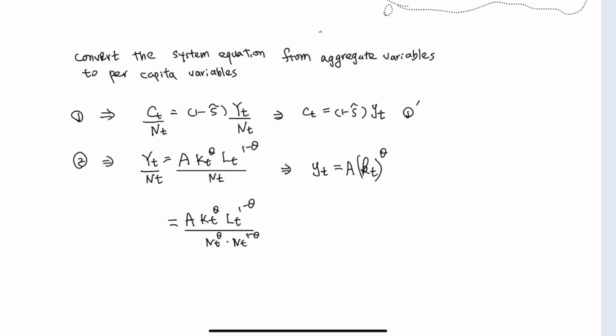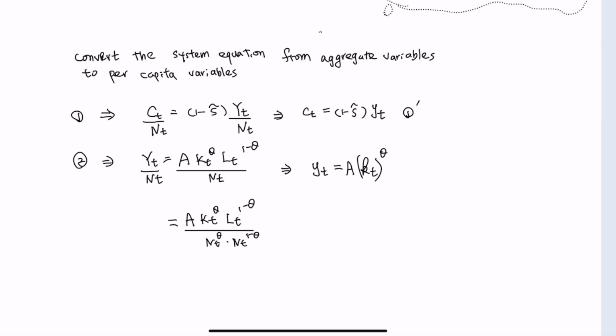On the right-hand side, we have the denominator N. Then we can separate it into N to the power of theta and N to the power of 1 minus theta. And then the N to the power of theta can go together with the K_t to the power of theta, and then becomes the lowercase k to the power of theta. So then we successfully converted to the lowercase k for the capital stock.